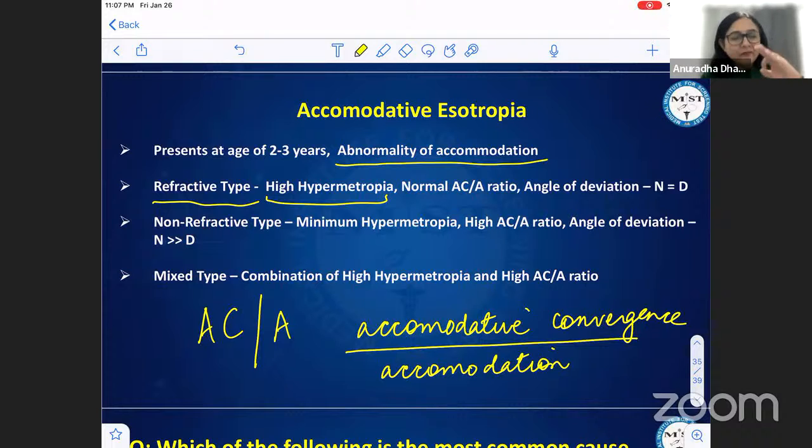Then we have a second type which we call non-refractive, in which the refractive error is very minimal, but the AC by A ratio is very high. So convergence in relation to accommodation is very high. In those cases, the child has more squint when looking at near than at distance. And then we have a third type, which is a combination of these two.